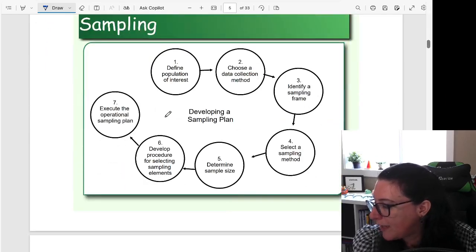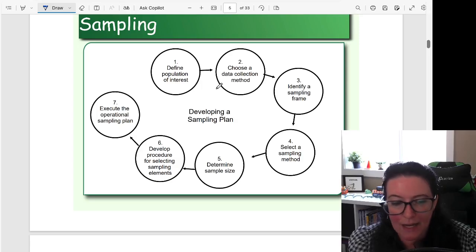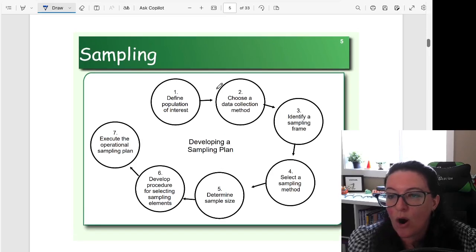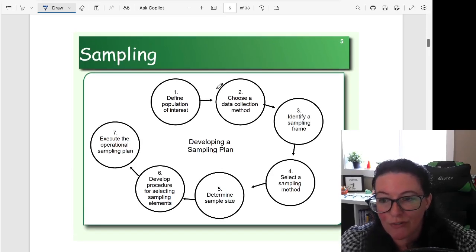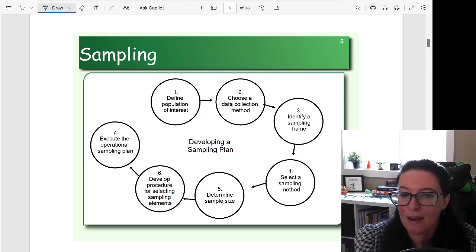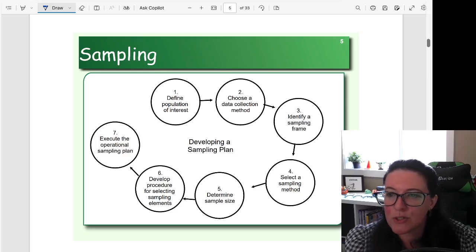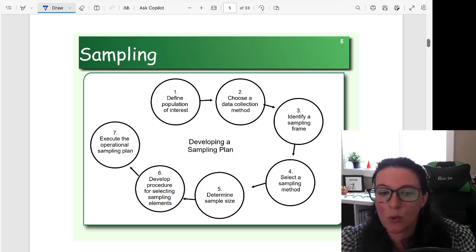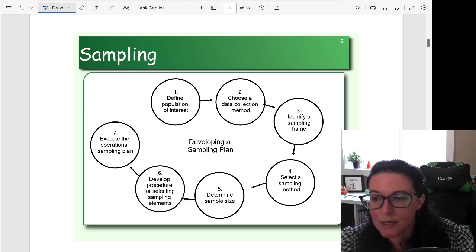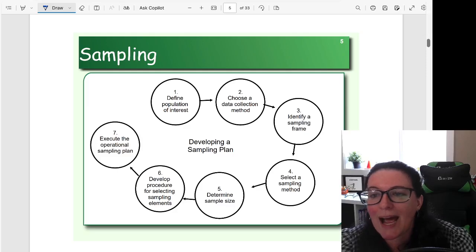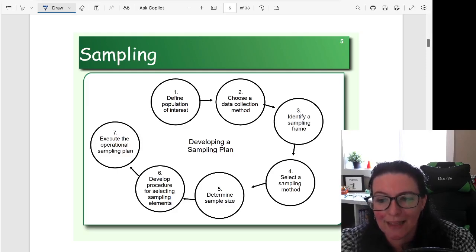And then the next step we need to do is choose a data collection method. So when we talk about our data collection method, are we going to do a survey? Are we going to do a focus group? Are we going to do interviews? And if we're going to do surveys, for example, is it going to be door to door? Is it going to be mail? Are we going to do mall intercept, executive, online? How are we going to be collecting those particular survey responses?